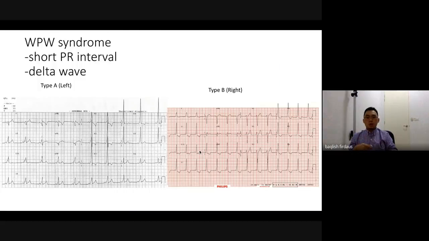When we talk about SVT, we always need to identify WPW syndrome, Wolff-Parkinson-White syndrome. There will be a type A and type B. So how to classify WPW syndrome? There will be a short PR interval, the PR interval less than 3 small boxes, and there will be a delta wave.